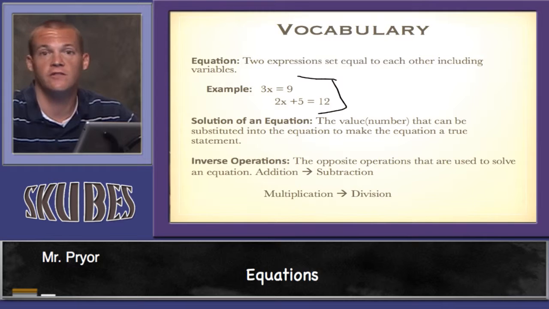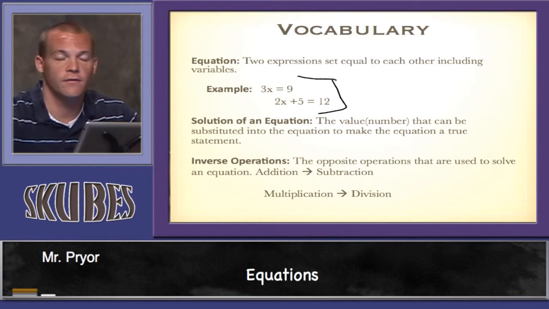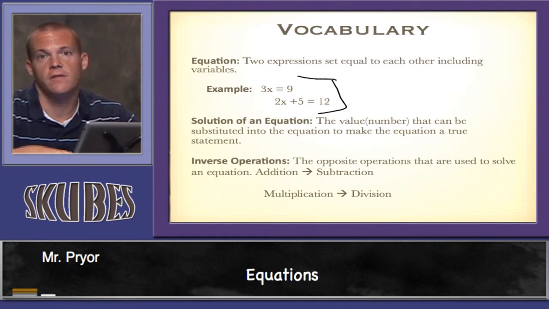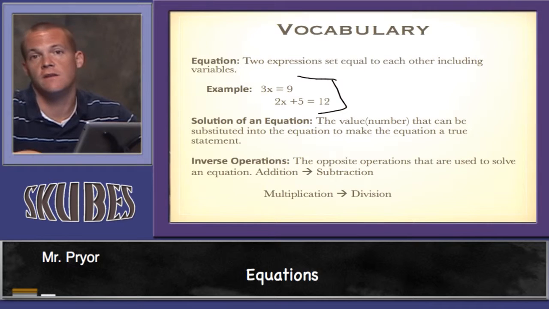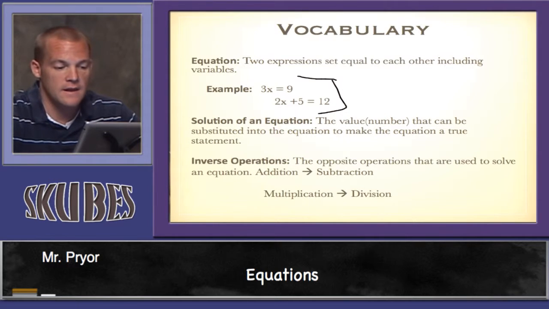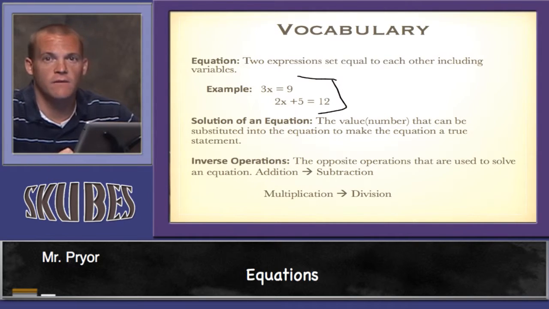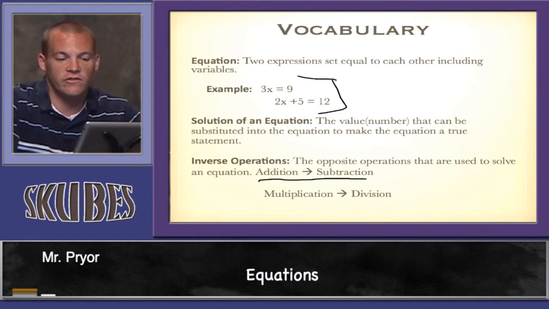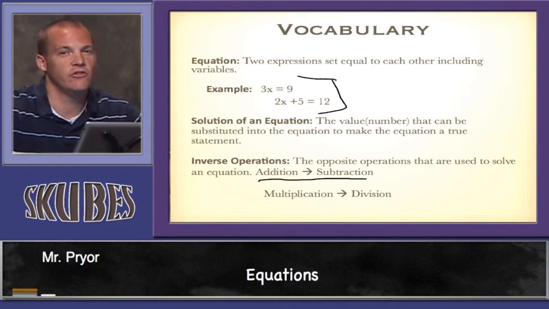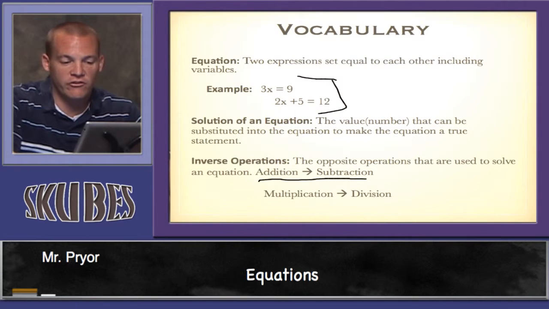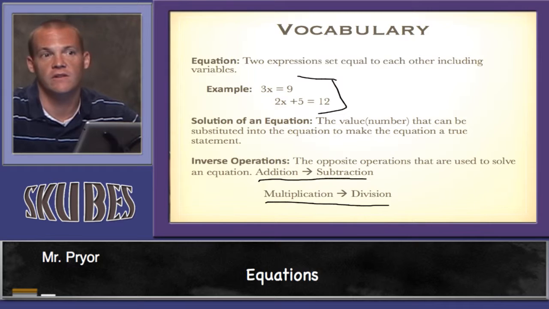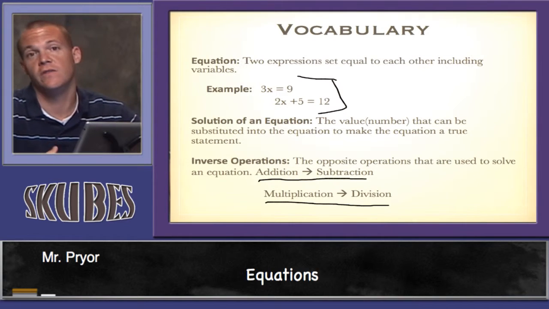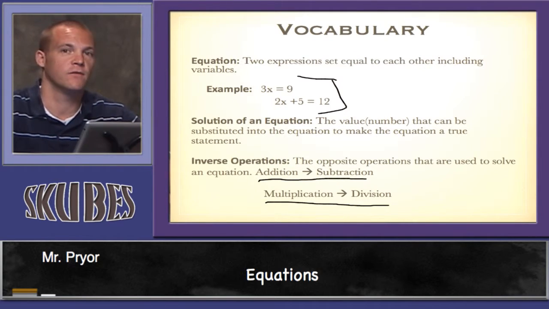And your job then would be to go and find what value for that variable x would allow for this to be equal. The solution of an equation, again, is the number that you can plug in for that variable to make the equation true. And then we also need to be familiar with inverse operations. Inverse operations are your opposite operations, or the operations in math that undo each other. So addition to subtraction, and of course then multiplication and division are opposites of each other. So we'll be using these to help us solve equations because we have to work backwards.